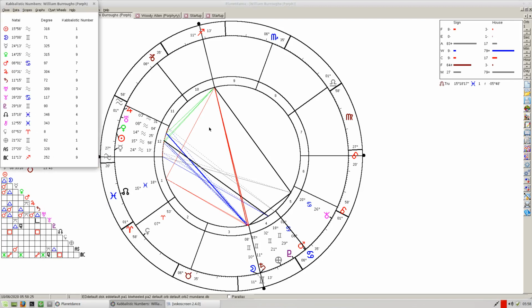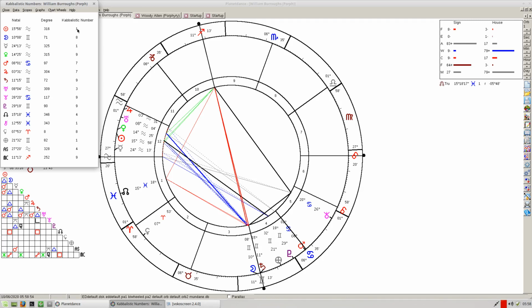Once you've opened up the script, you'll see the main window for the Kabbalistic degrees module. This shows you the planet, the natal position, the sign position, the degree in whole numbers, and the associated Kabbalistic number.